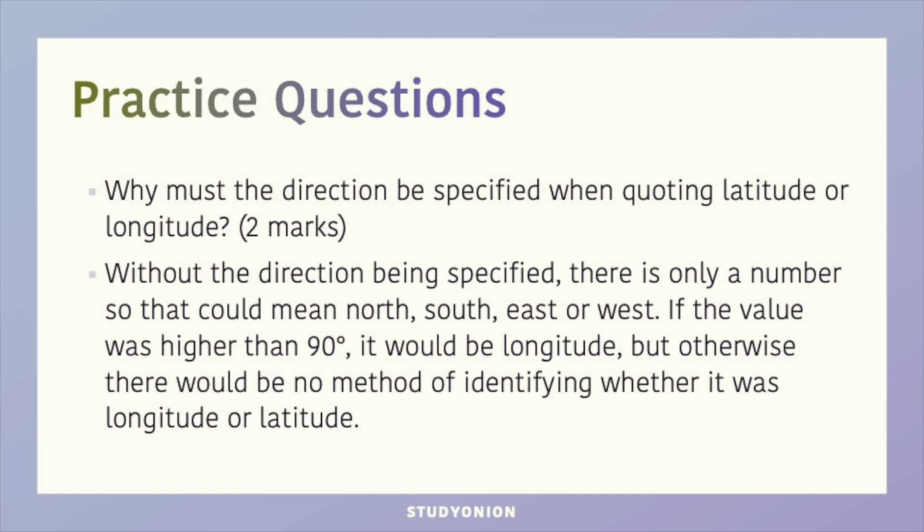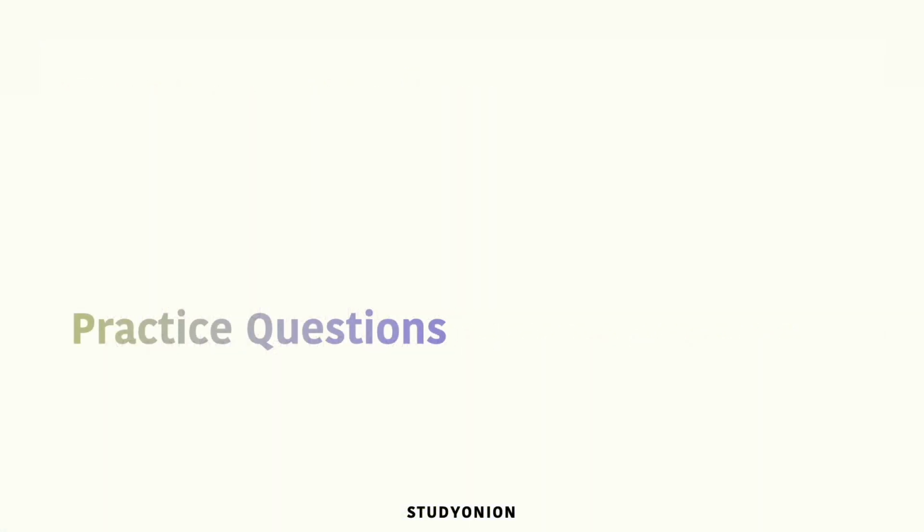This means that if the value was given, for example, as 107 degrees, you could identify that this would mean longitude. However, this would still not give you an idea regarding the direction of travel. This could mean 107 degrees west or 107 degrees east. Now, let's have a look at the final practice question.